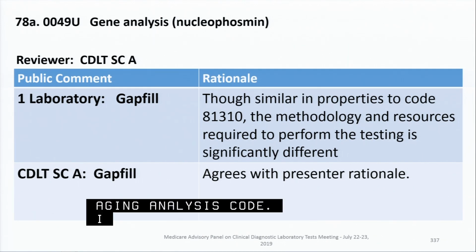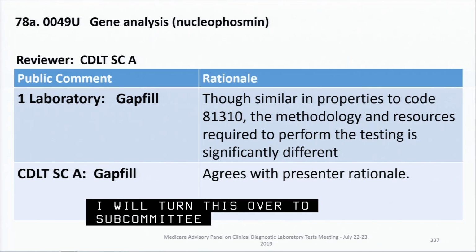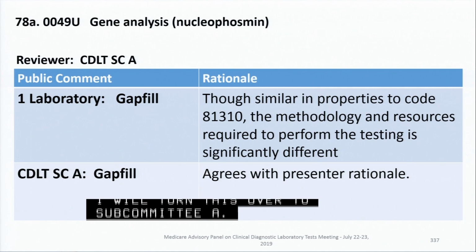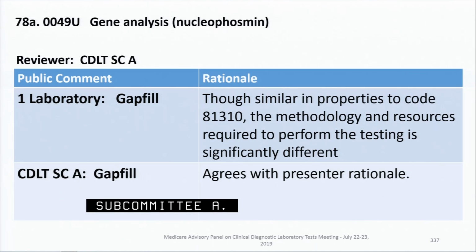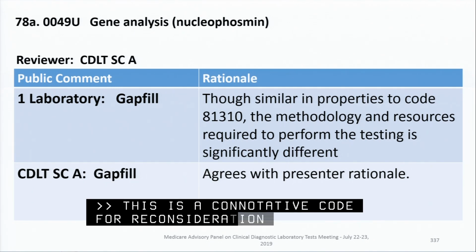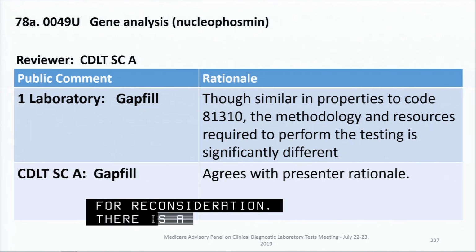So this one is also a quantitative code under reconsideration for NPM1 mutation. There is a detection NPM1 code that currently exists, but nothing for quantitation, so we agree with the presenter to gap fill.